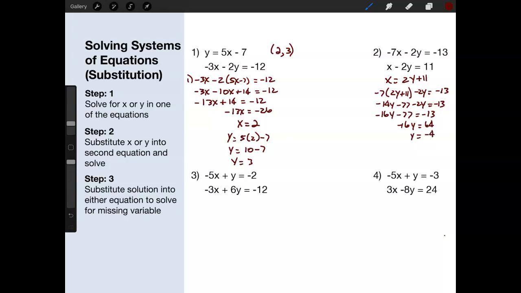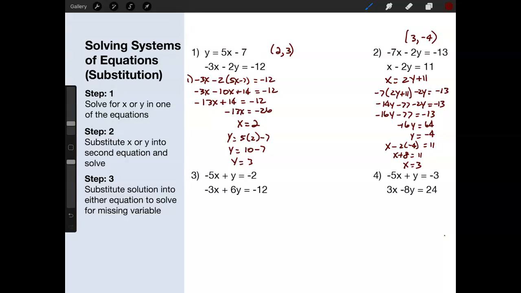Now we can substitute that back into the second equation, and we do x minus 2 times negative 4 is equal to 11. We have x plus 8, because when we multiply two negatives we get a positive. We get x plus 8 is equal to 11. Subtract 8 from both sides, and we have x is equal to 3. So the solution here is x equals 3, y is equal to negative 4.